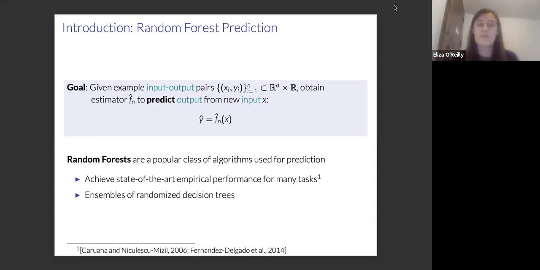And although neural networks have taken over in a lot of applications, including image processing and so on, random forests are still quite widely used and do achieve state-of-the-art empirical performance for many tasks, in particular on tabular data. And the structure of these algorithms is that they are ensembles of randomized decision trees.